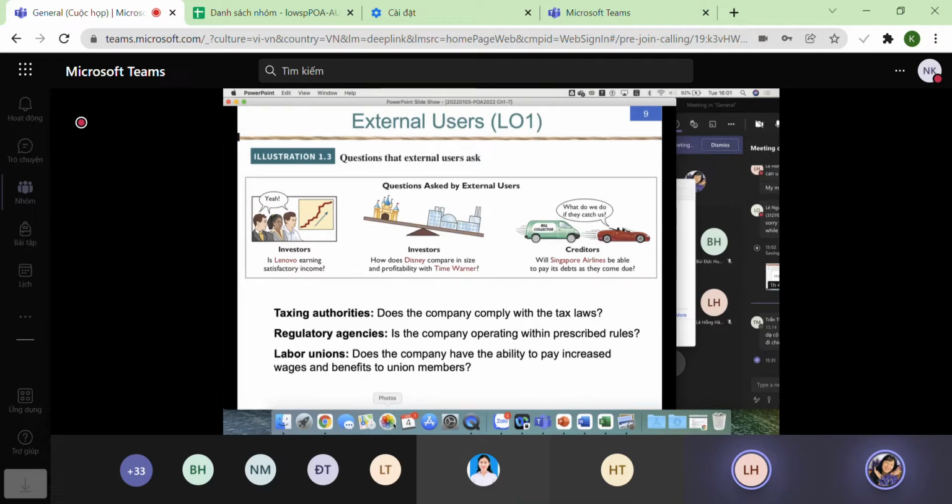Creditors and investors, we can call them the financing providers. Financing providers who finance the company, for example, lend money or invest capital into the company. We call them the financing providers.